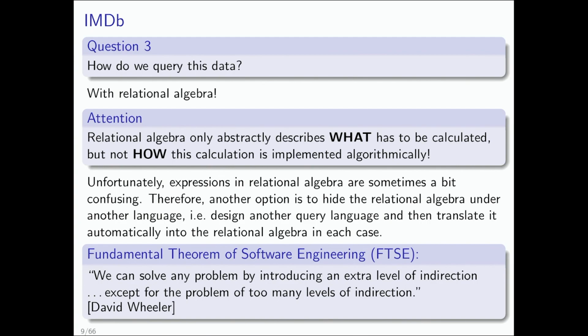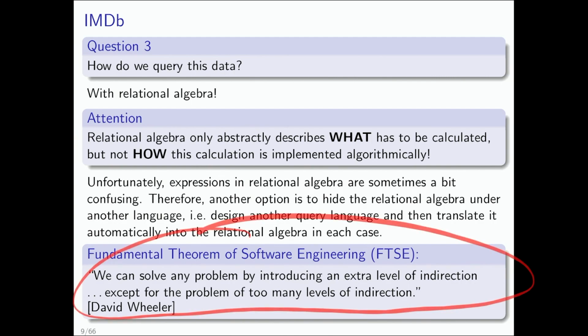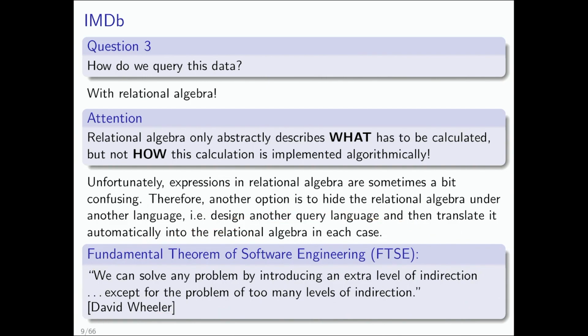So question 3 was answered, okay, how do we query this stuff with relational algebra? And then I made the argument, yeah, but it's a bit complex, it's hard to read, can't we hide it somewhere? And that brought us to this fundamental theorem of software engineering. We can solve any problem by introducing an extra level of indirection, except for the problem of too many levels of indirections. So this happens in all kinds of software architectures. You introduce yet another abstraction, yet another abstraction, yet another abstraction, and that's cool, that helps you to organize your software, but you lose performance every time, typically.